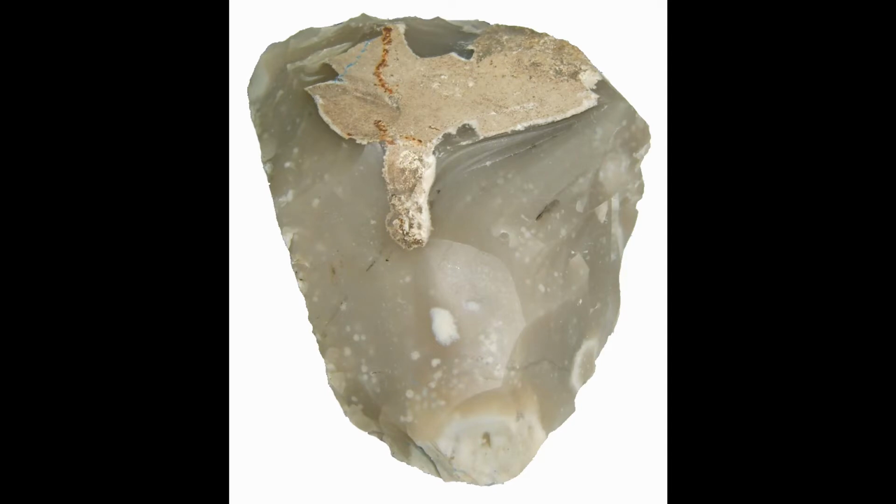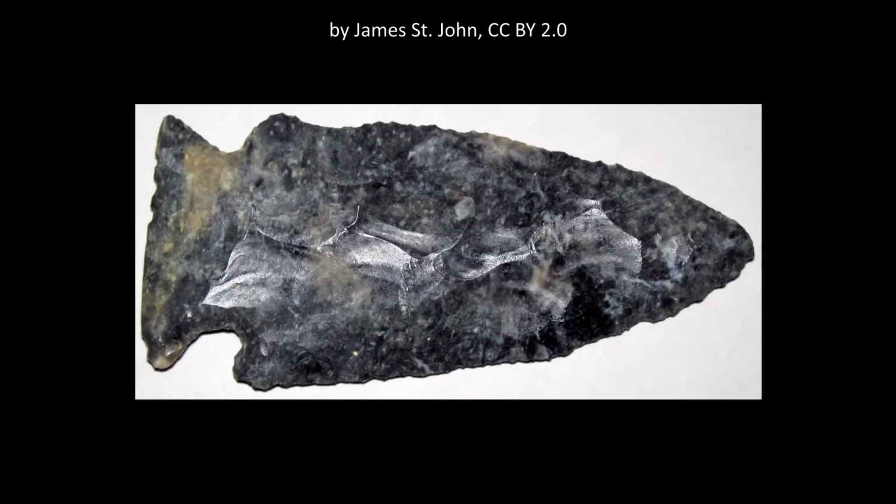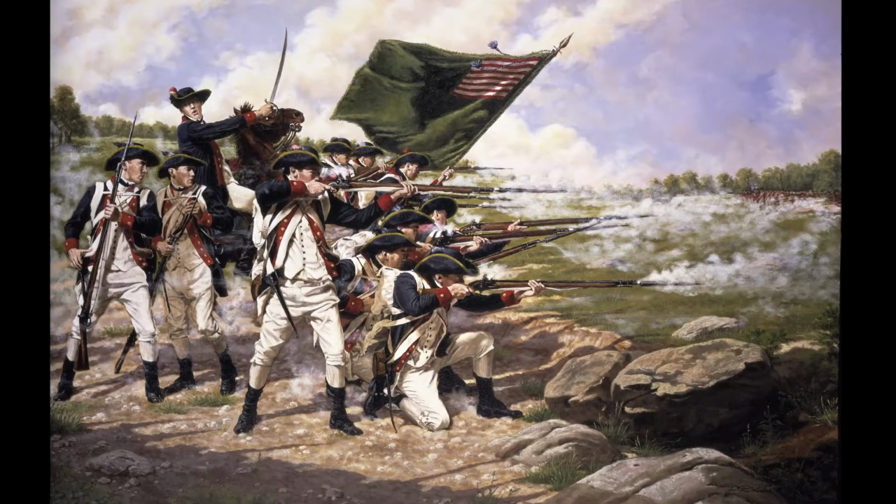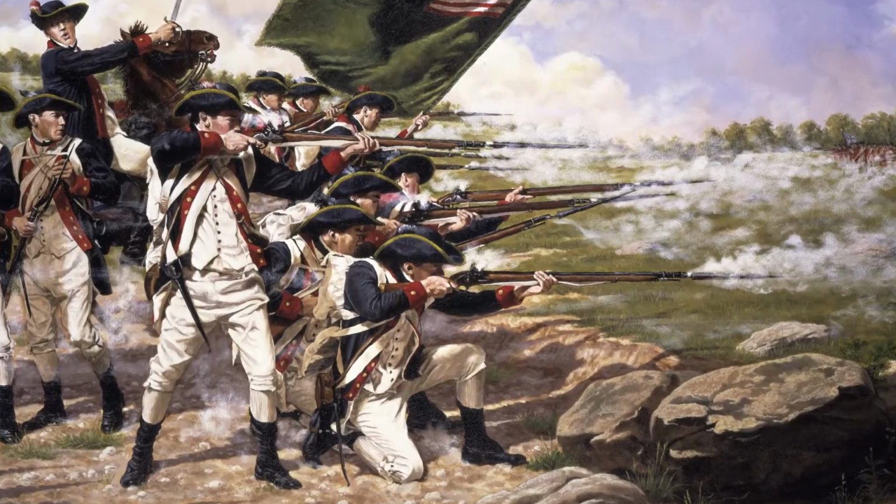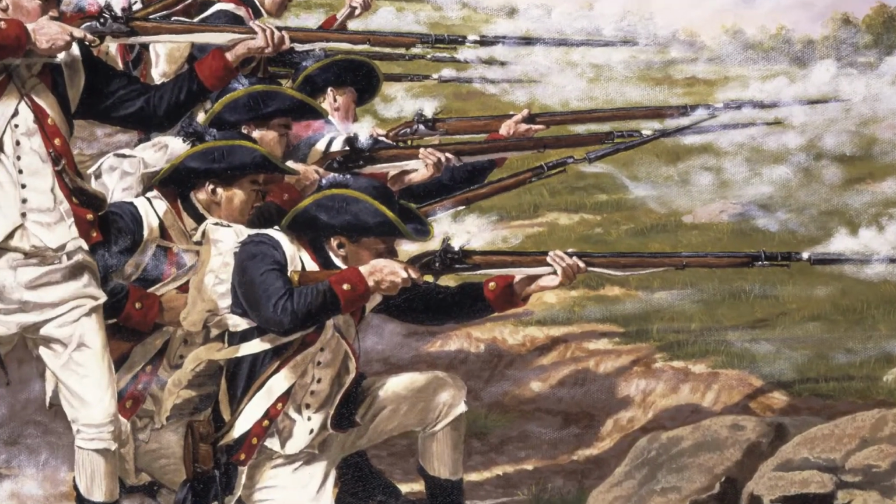Under the limestone is flint. Native Americans used flint to make arrowheads, and the American colonists used flint in their rifles during the Revolutionary War. Another name for flint is chert. Go ahead and write down chert, C-H-E-R-T, chert, on your paper.